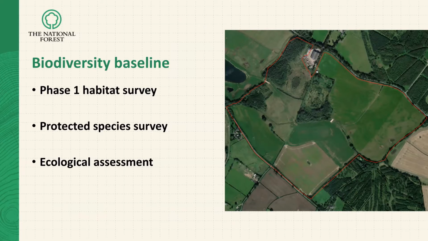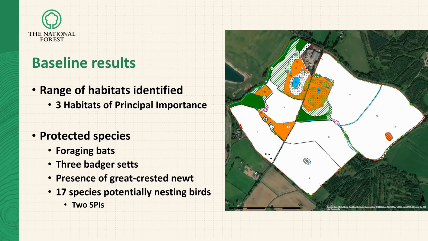So this is an example for us with a site that we took on management of in 2020. So it's a very recent site for us. And it's in the kind of central south of the National Forest area. And so what we wanted to do as a baseline was perform a phase 1 habitat survey. So we've got a really detailed knowledge of the different habitats that were in the area. Also look at the protected species surveys and just generally have a very detailed ecological assessment of this area. And the results that came back for that were very, very informative.